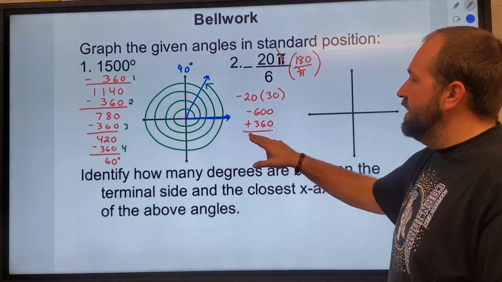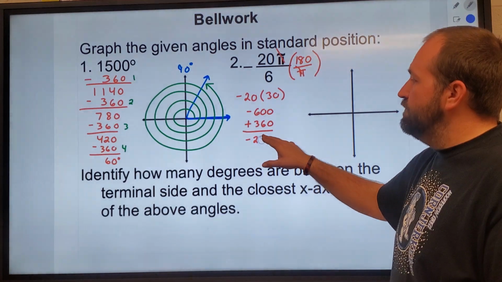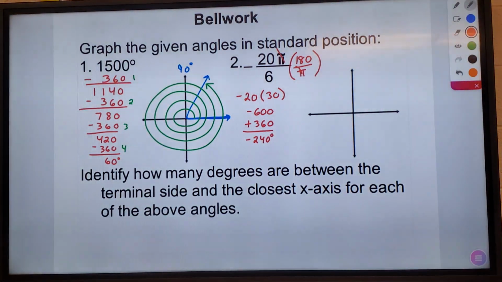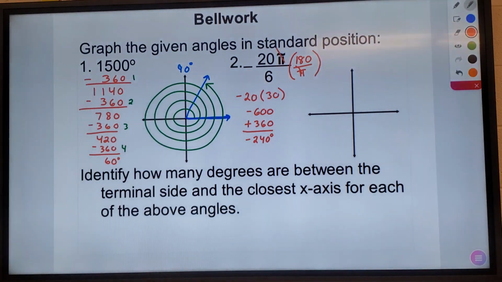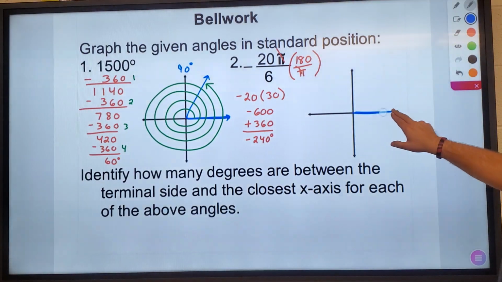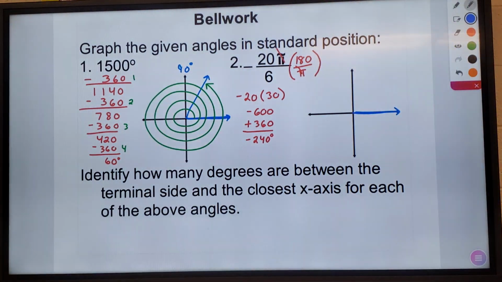And that's going to give me -240 degrees. And that's between 0 and 359, be it positive or be it negative, and that's where I want to be. So now I'm going to go ahead and graph that. So again, my initial side here, always the positive x-axis. And now that it's negative, I'm going to rotate clockwise.